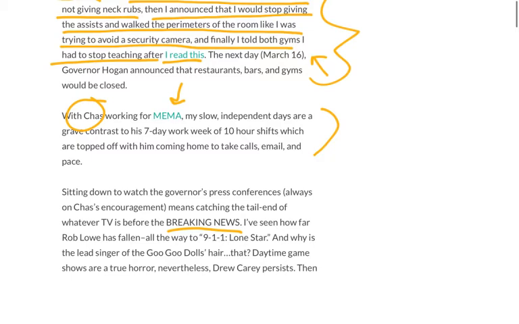I've seen how far Rob Lowe has fallen all the way to 911 Lone Star. And why is the lead singer of the Goo Goo Dolls' hair that? Daytime game shows are a true horror, nevertheless, Drew Carey persists.